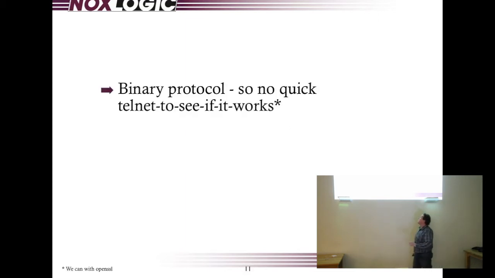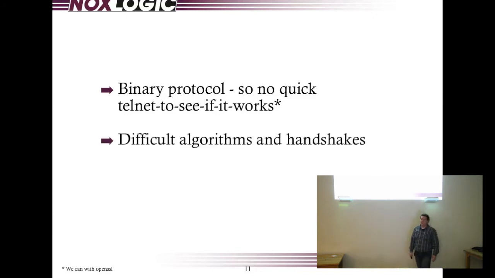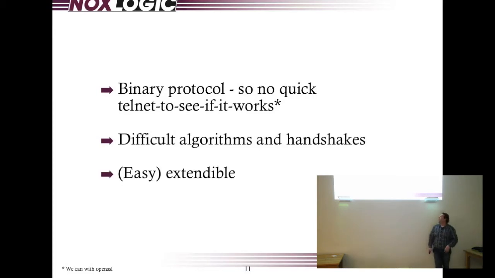TLS is a binary protocol, so it's not like HTTP where you can just look at the line and see, oh, there's a GET request, and there's a response. It's binary, so you can't really just telnet or capture it and see what's going on. However, you can with something called OpenSSL, which makes it easier, but it's still a binary protocol. It has different algorithms, really difficult algorithms depending on the version you're going to use, and different handshakes. They're all pretty similar, but it still changes a little.